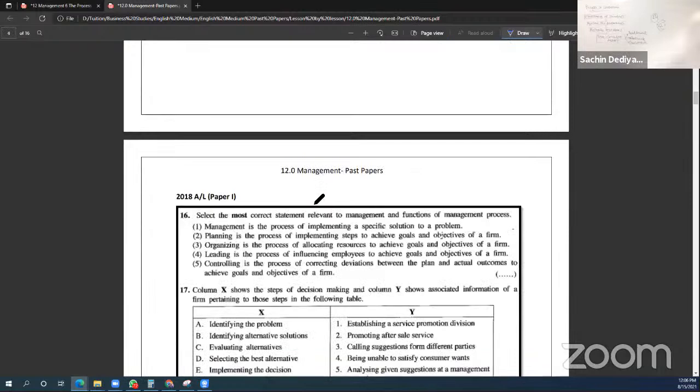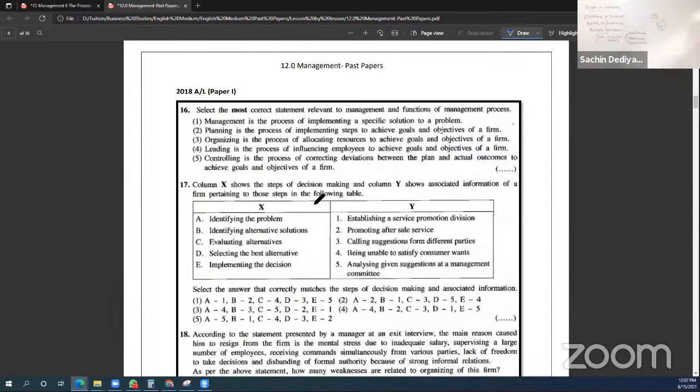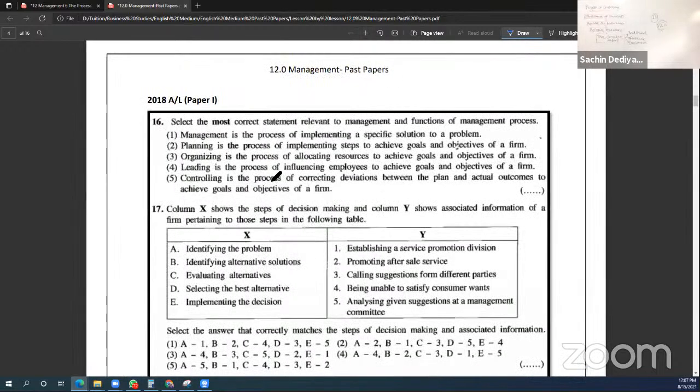Okay, coming to 2018, question number 16. Now from question number 16 onwards, up to 15 they have asked all the questions from the grade 12 content, and from question number 16 they have started checking the grade 13 parts, right? Question number 16. Now we'll see. Select the most correct statement relevant to management and the functions of management process.